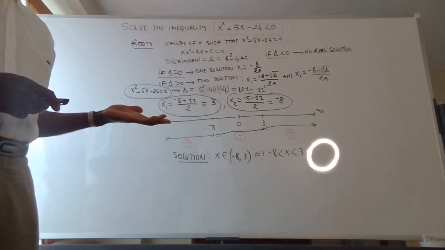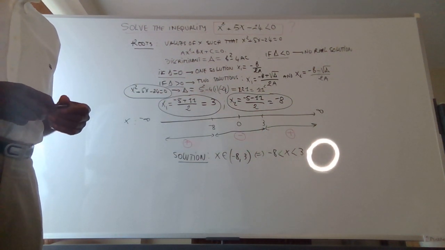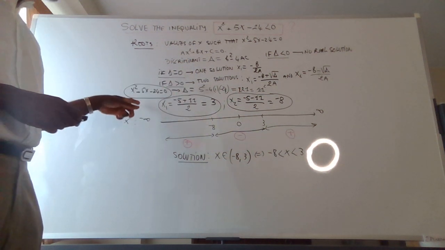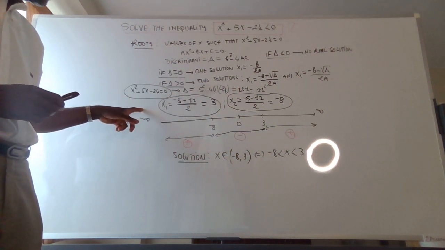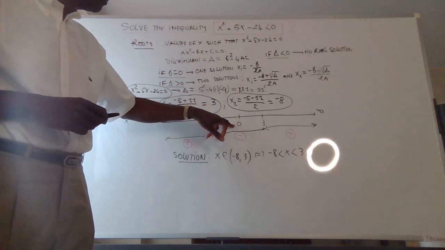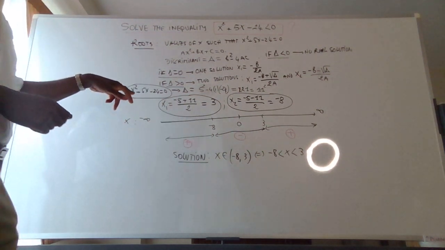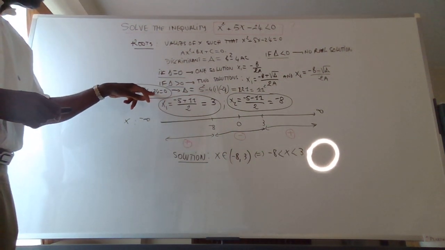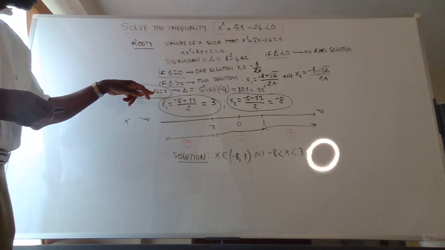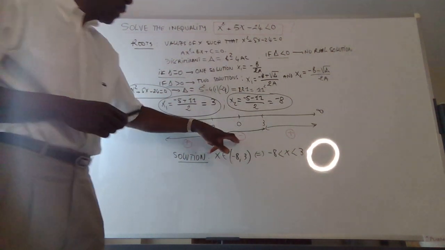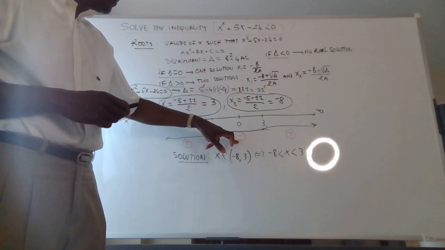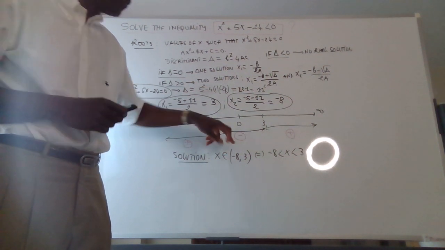To find the sign of the polynomial here, all we need is to pick one value and plug it into the expression of the polynomial to see what sign it has. The most obvious value to try is 0. If we plug 0 into x squared plus 5x minus 24, the answer we get is minus 24, which is negative. So for all values of x between minus 8 and 3, the polynomial is negative.